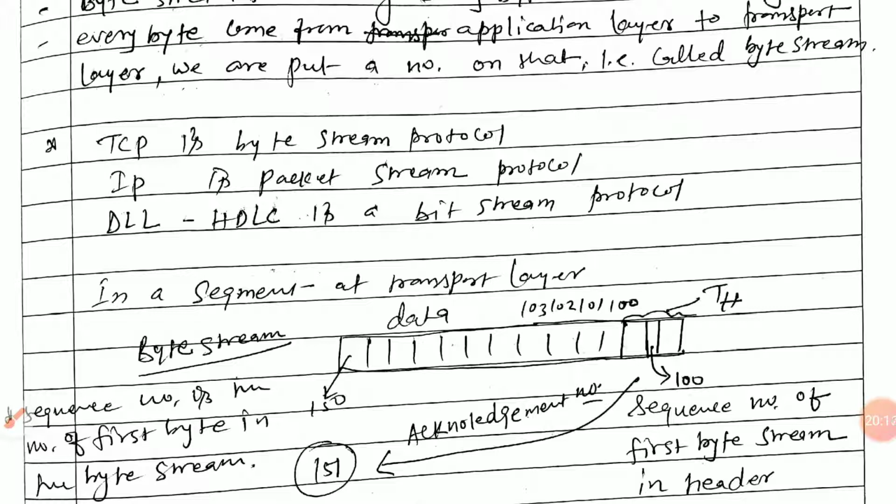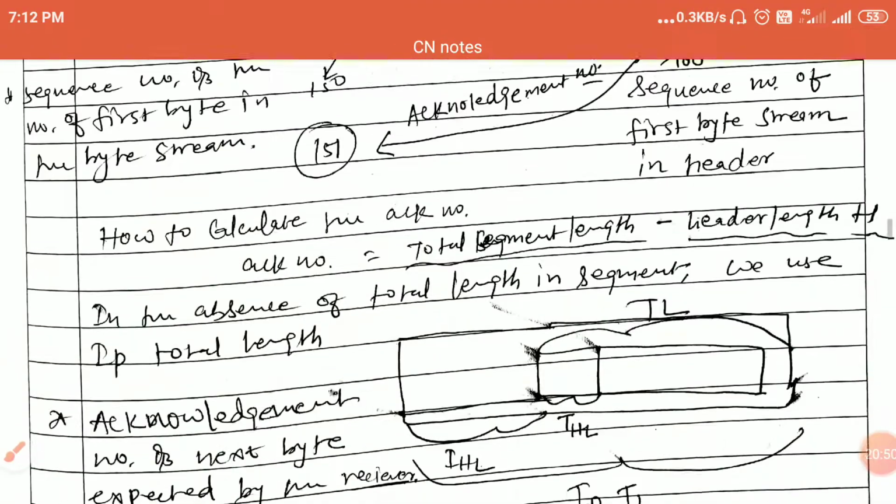In this case, up to 150 we have transferred, so the receiver will expect from 151. This 151 is nothing but the acknowledgement number. So the receiver will say, okay, I have already received data from 100 to 150, now please send me data which starts with 151. So the sequence number is the sequence number of the first byte in your byte stream. From this diagram it is clear.